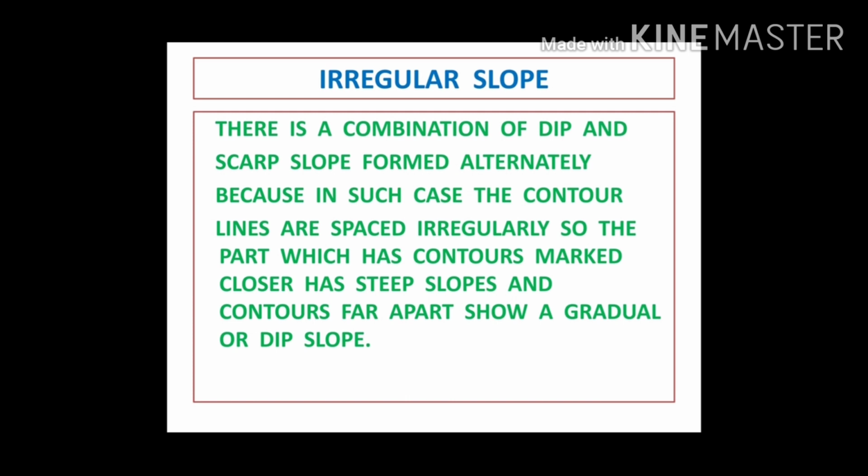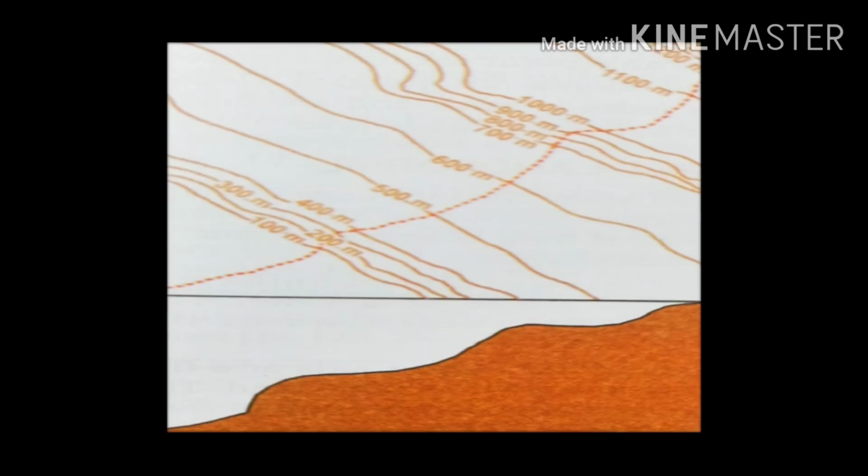Now students, if you have a confusion in this, it will be clear by looking at this picture. This is the contour and this is the landform.